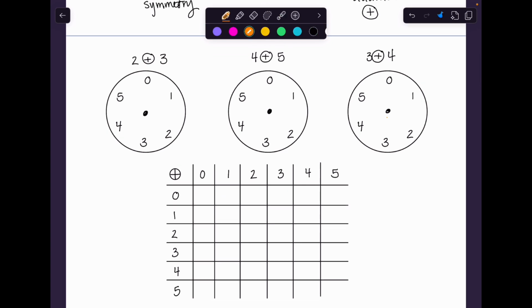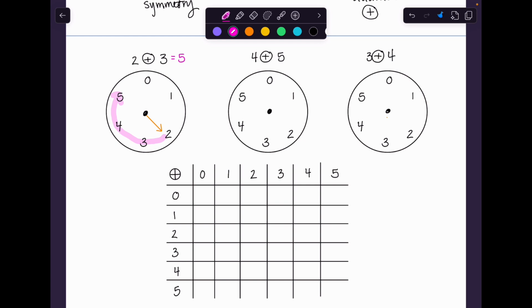So essentially assume your hand starts at the 2 and you're going to add 3. That basically means you're going to start at 2 and you're going to go 1, 2, 3 petals over. So the result will be 5.